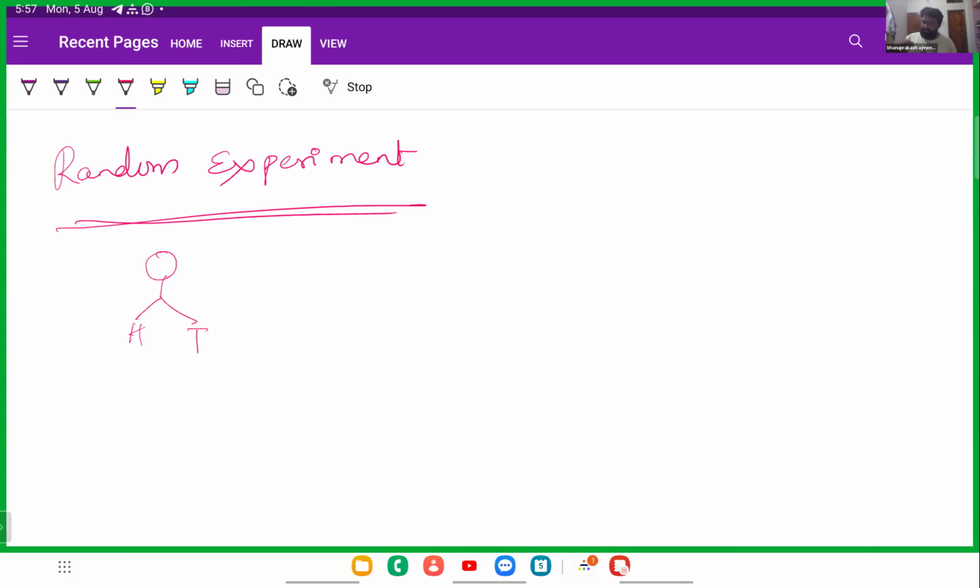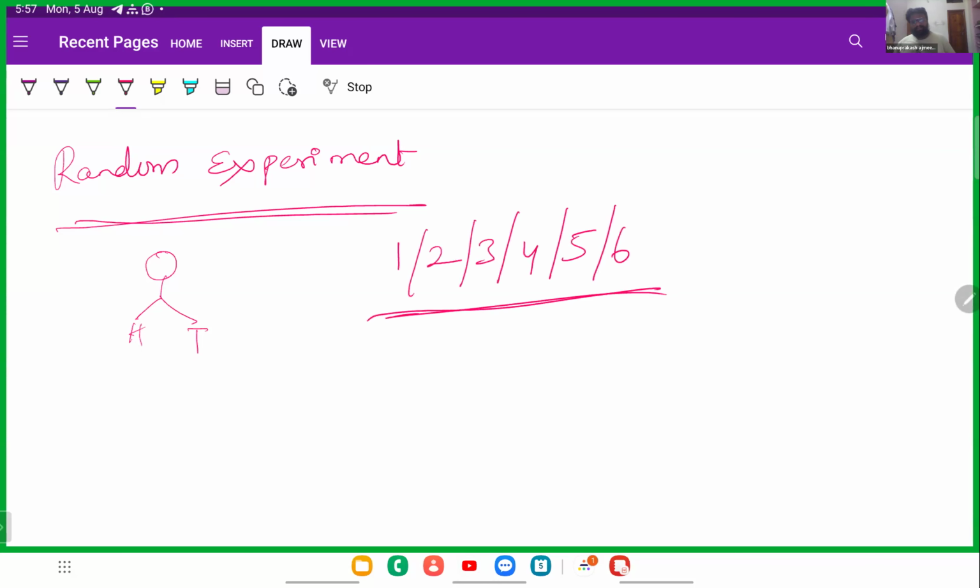Suppose I'm rolling a dice. You know dice. Everybody plays some game with dice, right? If you roll a dice, it can be one, two, three, four, five, or six. The outcome may be anything.